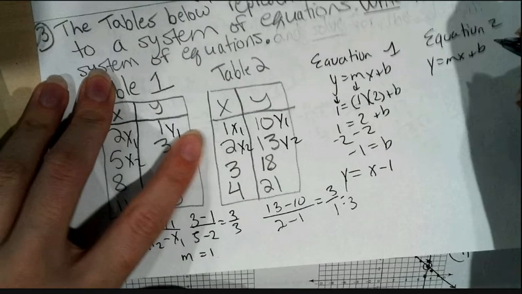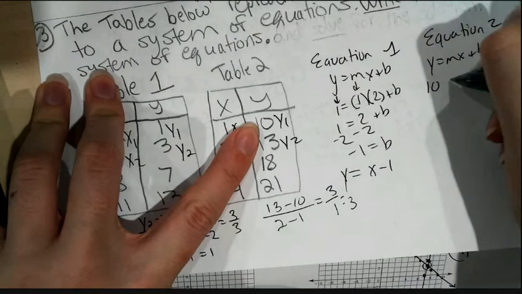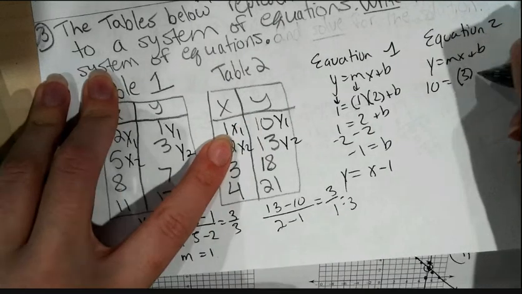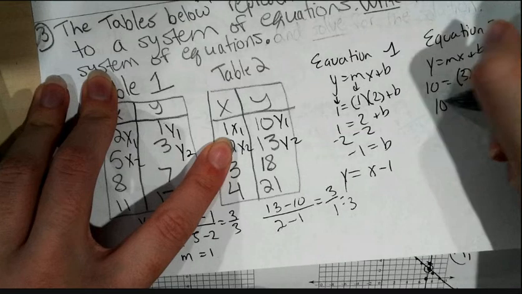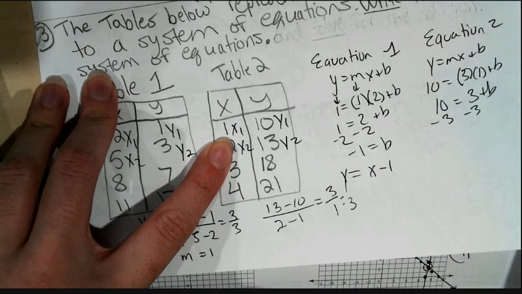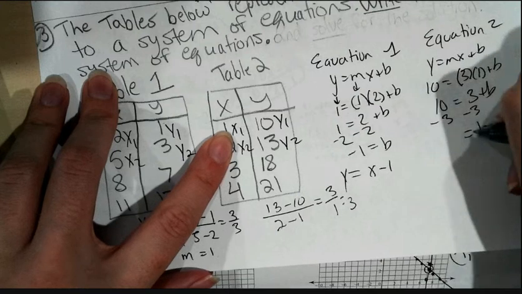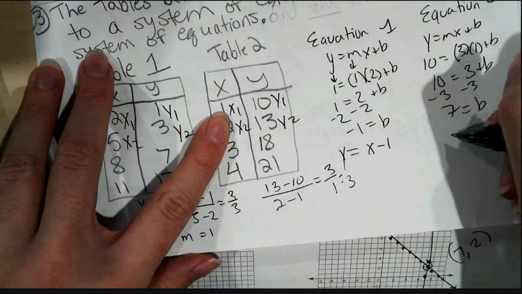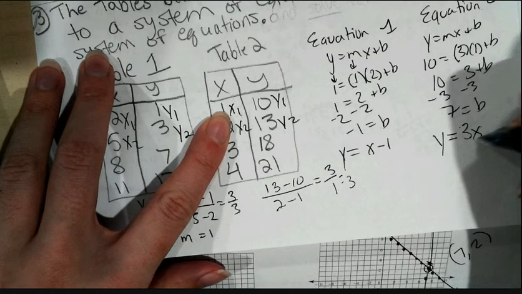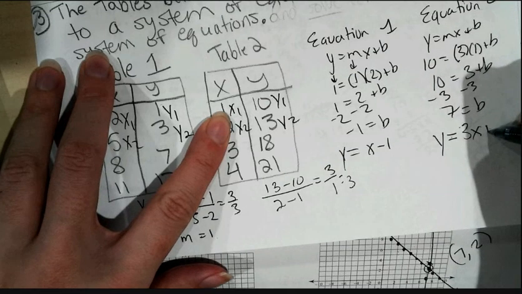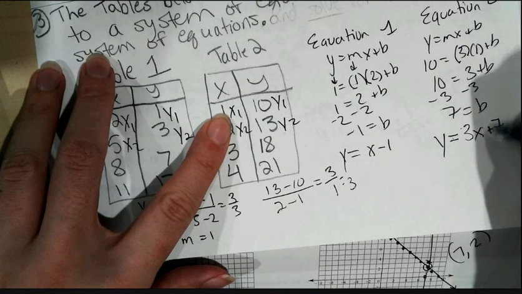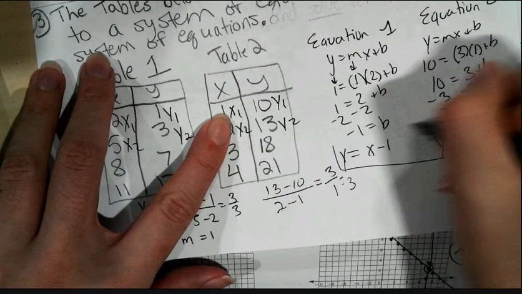I'm going to choose y equals 10 equals, my slope was 3, my x is 1, plus b. 10 equals 3 plus b. Subtract 3. b equals 7. So now for equation 2, it's y equals 3x plus 7. And this would be my system of equations.